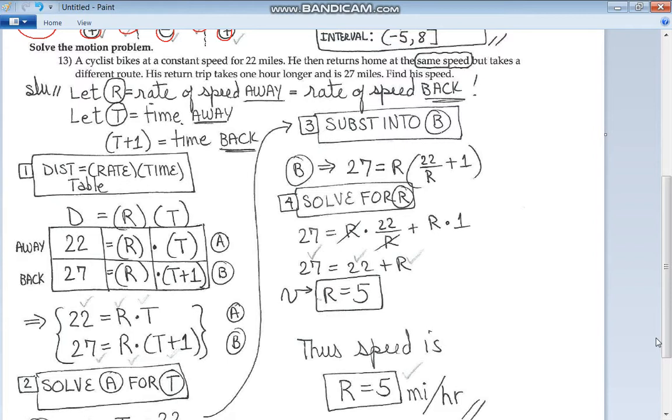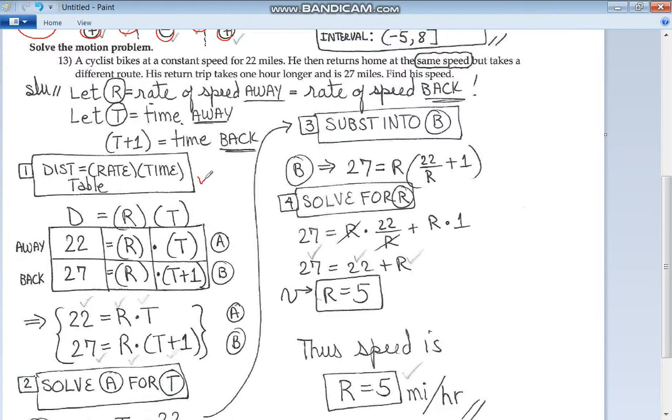But he takes a different route. His return trip takes 1 hour longer, and it is 27 miles. So 22 miles going out, away, and 27 miles coming back. Okay, let r be the rate of speed away. It's also the rate of speed back. Let t equal the time away, and they said it takes 1 hour longer to come back, so t plus 1 is the time back.